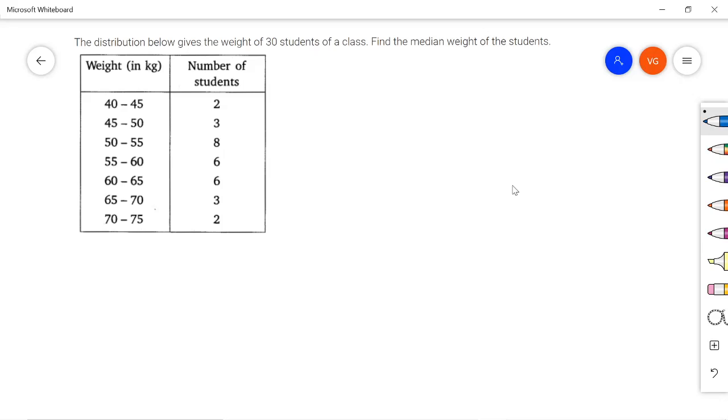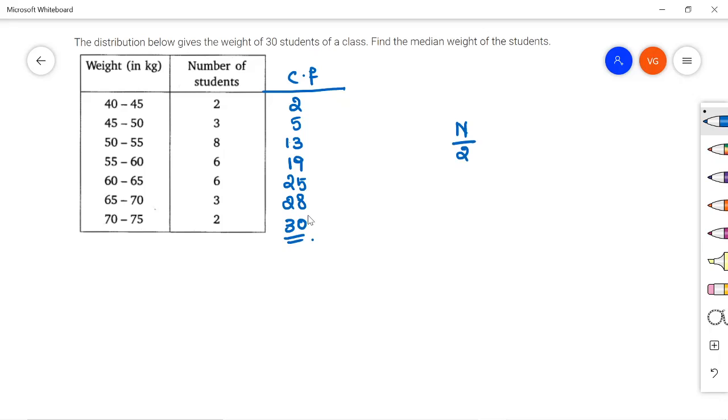The last question of this exercise is, the distribution below gives the weight of 30 students of a class. Find the median weight of the students. So observe the data. So it's a continuous class interval and the frequency is given. So now it's a direct problem. So just write down the cumulative frequency, take the data and directly substitute in the formula. So write down the cumulative frequency: 2 plus 3 is 5, 5 plus 8, 13 and then 19 plus 6, 25, 3 is 28 and then 30. So n is equal to 30 here.